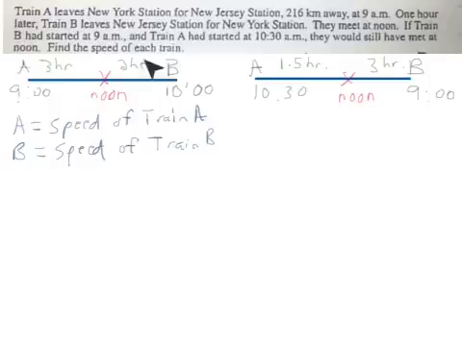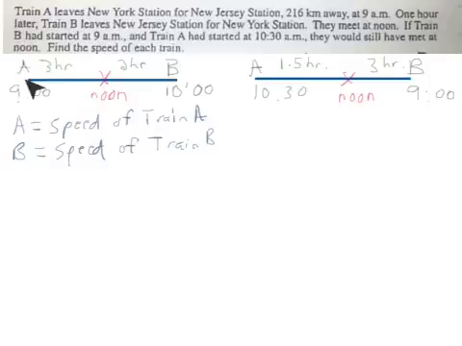So the first example, we'll look over here on the left, where train A leaves at 9 o'clock and it's going to be traveling towards train B, and then train B is going to start over here at 10 o'clock and travel towards train A. They're going to meet at noon here somewhere in the middle. We do not know how far each individual one has traveled, but we do know that collectively from A to B is 216 kilometers.